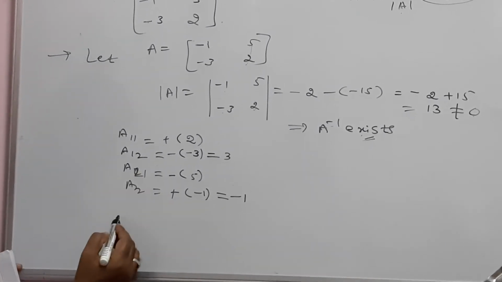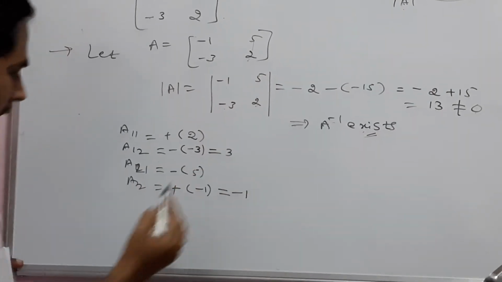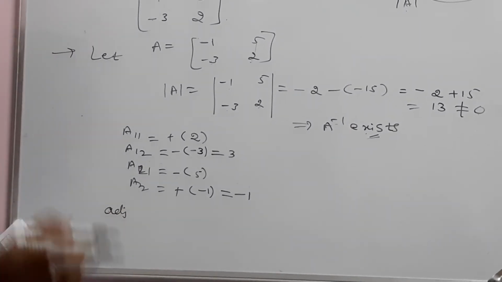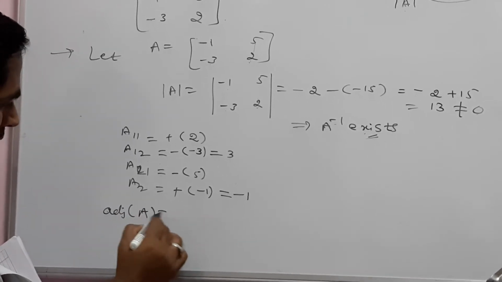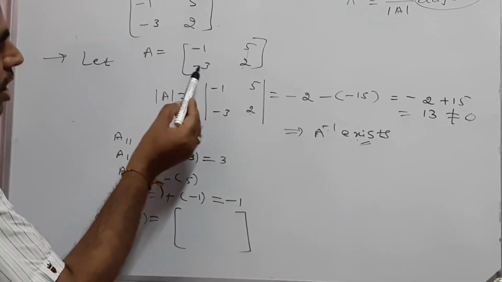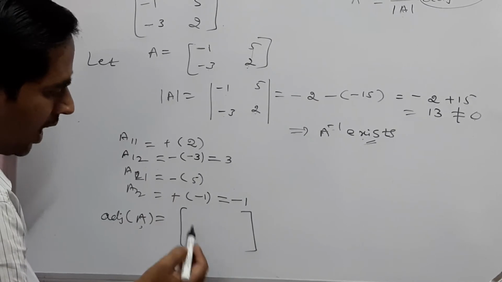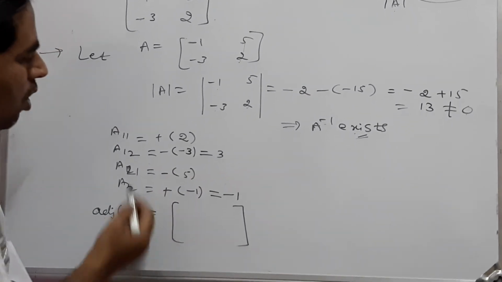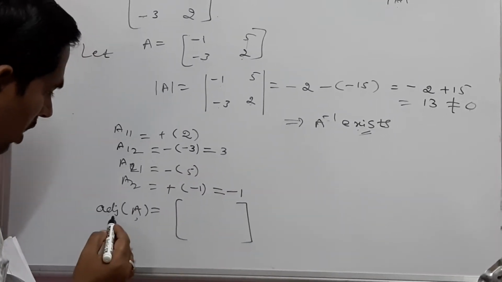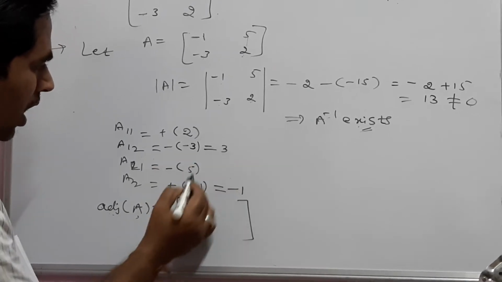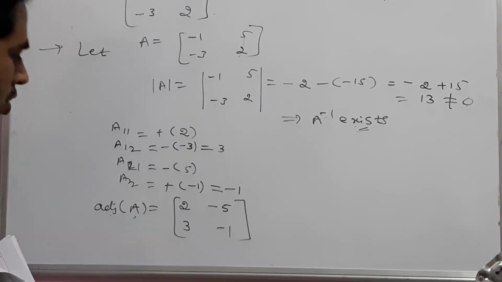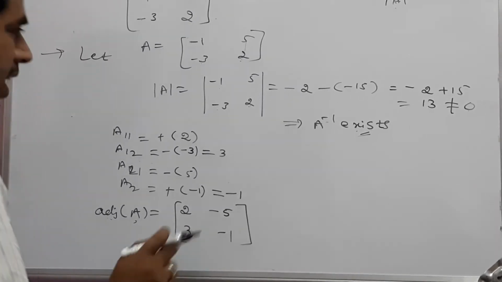Now I will write the adjoint. Directly, I can write the cofactor matrix and take the transpose. You must be careful here: adjoint of the matrix means I have to write the corresponding cofactors in columns, not rows. So 2, 3, then minus 5, minus 1. This is the adjoint of the matrix. The adjoint of A is obtained here.